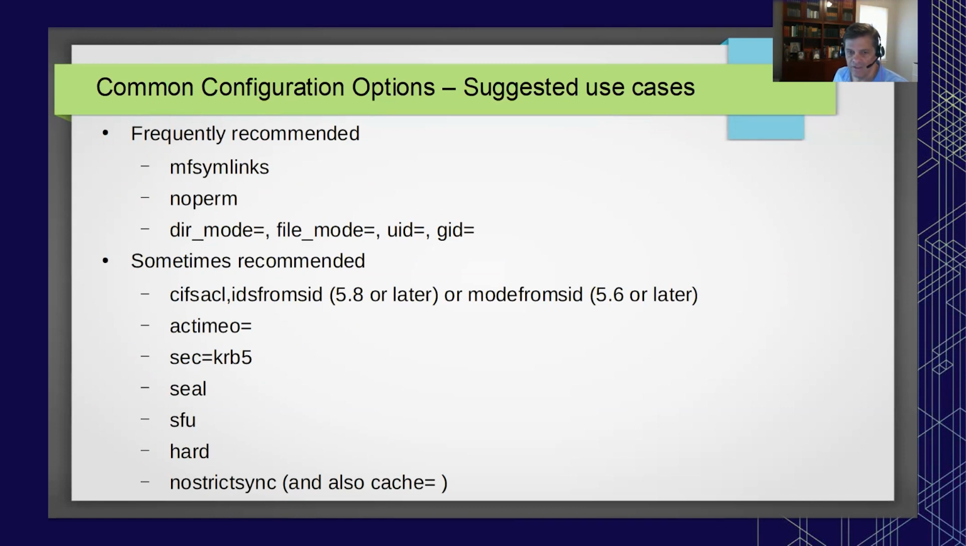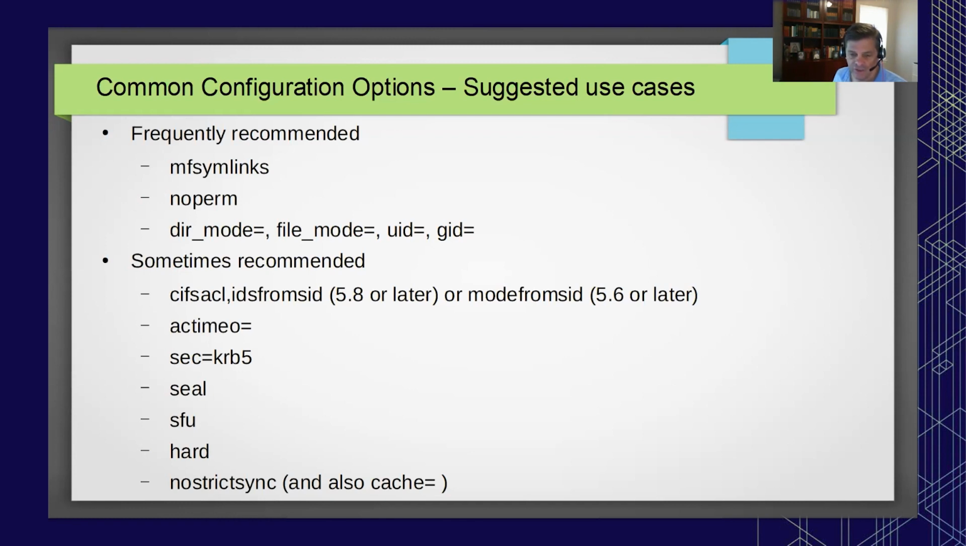Now, one last thing. There are many mount options, over 100 of them, and it gets confusing. The ones we frequently recommend you use are mfsymlinks, and then in the example we talked about with Kerberos, you're often mounting with noperm. If you're not using Kerberos multi-user, you may be setting dir_mode, file_mode, uid, and gid. These are very frequently used. Now, some examples of ones that are used a little bit less frequently you can see below. An example might be seal, to force encryption even if the server didn't require it.